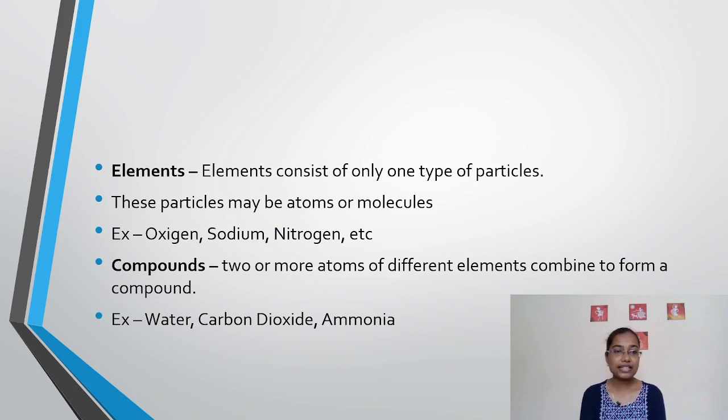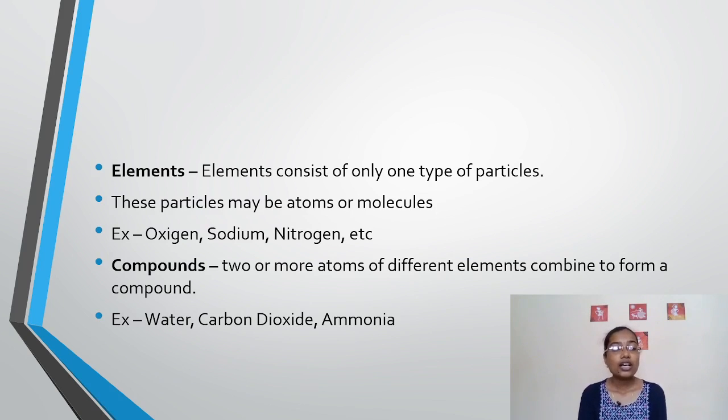Next one is element. Elements consist of only one type of particle. Any substance which is made up of only one kind of particle is known as an element. These particles may be atoms or molecules. If you take oxygen, sodium, nitrogen: oxygen is made up of only oxygen atoms, sodium is made up of only sodium atoms, and nitrogen is made up of nitrogen atoms. So oxygen, sodium and nitrogen are known as elements.